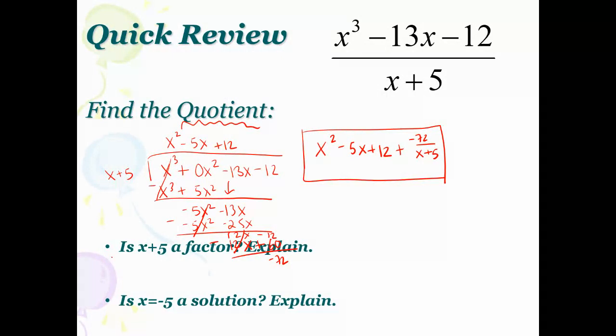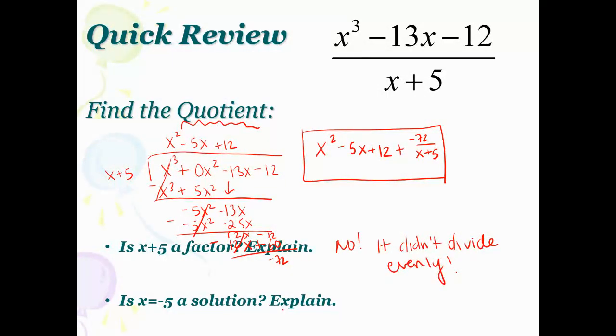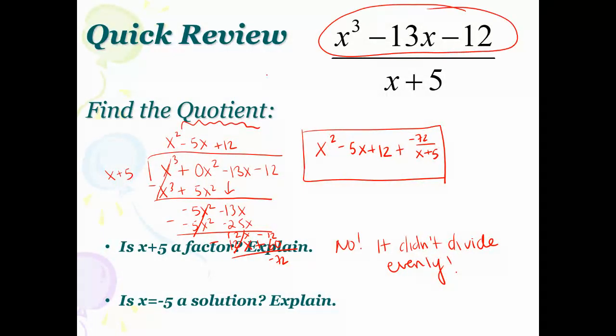So to answer these two questions down here: is x plus 5 a factor? No, it didn't divide evenly. Well, if x plus 5 is not a factor, then x cannot equal negative 5, right? That's not a solution to this. So what this means is, if I took this cubic function that I started with, I can't factor out x plus 5. This isn't divisible by x plus 5. So negative 5 is not one of my x-intercepts, is what that's determining, right? It's not going to be one of my zeros.